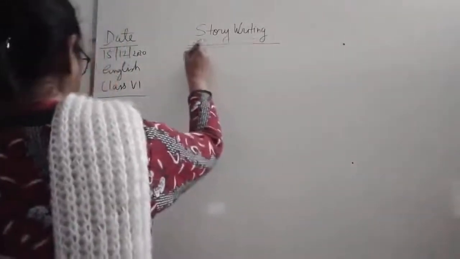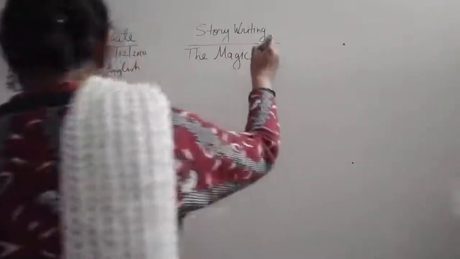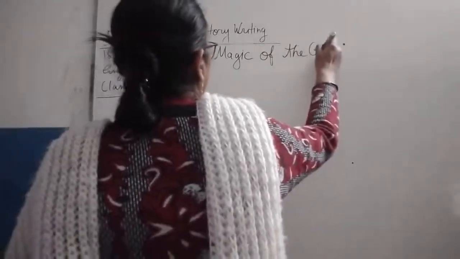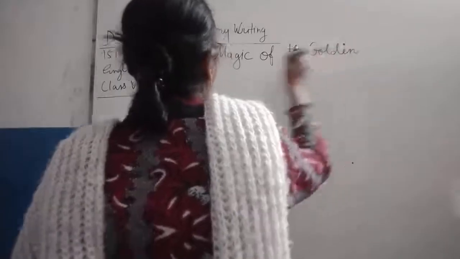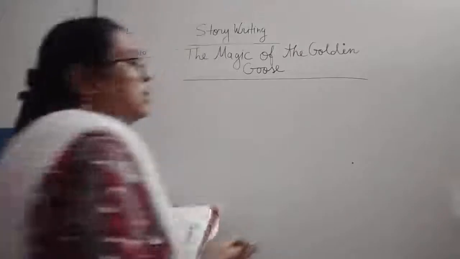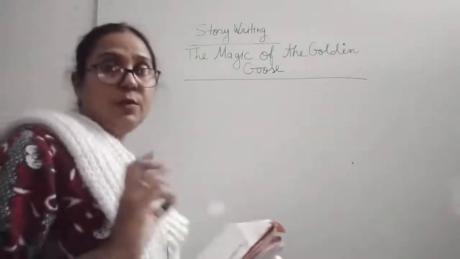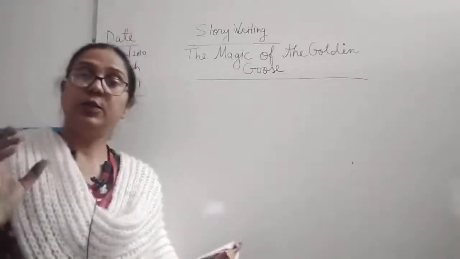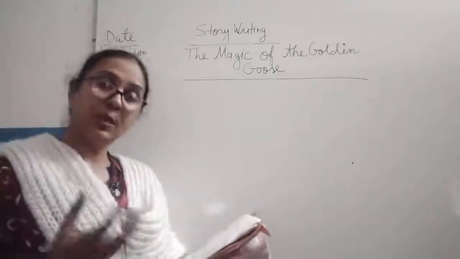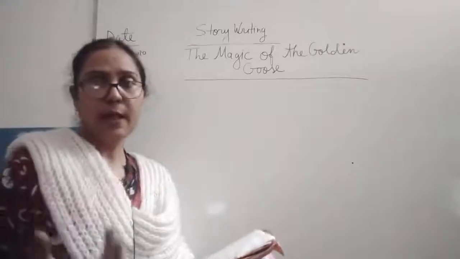So here, "The Magic of the Golden Goose." Here I am writing a title. You can also write a title for the story, because this is a short story. That is why a title must be there. For any story, you must write the title first. You just create it in your language.